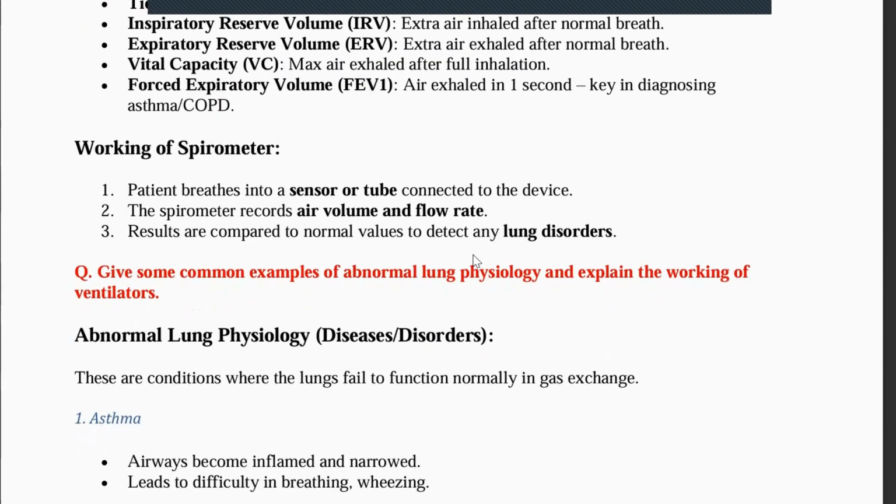Next, working of the spirometer. Here, patients breathe into a sensor or tube that is connected to a device. The spirometer records the airflow, volume and flow rate. The results are compared to normal values to detect any lung disorder.